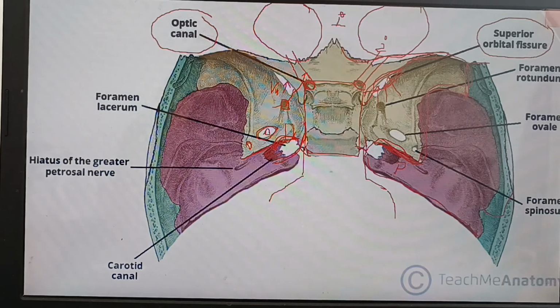So these are the bones in the middle cranial fossa and the foramens in the middle cranial fossa and the major important structures opening into the middle cranial fossa.